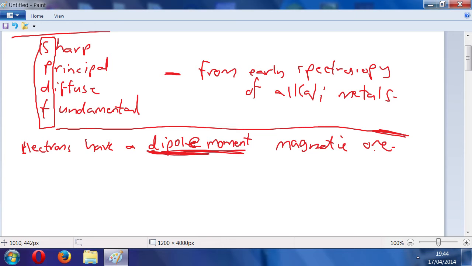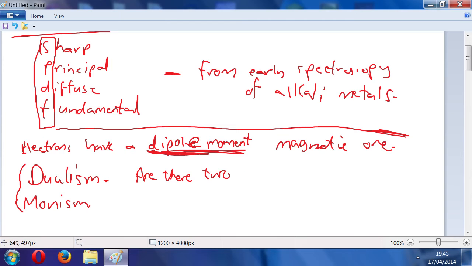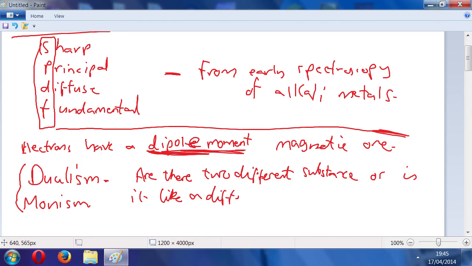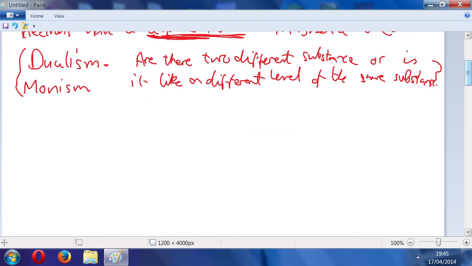And the thing about electrons is that there's this dualism, as opposed to monism in philosophy. Interestingly, the question is: are there two different substances, or is it a different level of the same substance? That's quite an interesting question. To be honest, I don't really do philosophy nowadays, but there are a lot of parallels between physics, chemistry, and philosophy. I guess that's what I'm trying to say here.